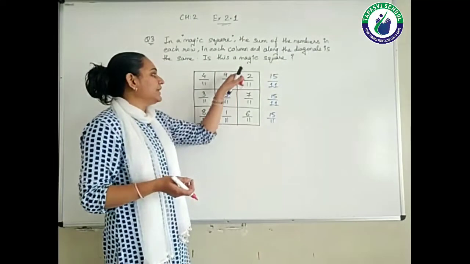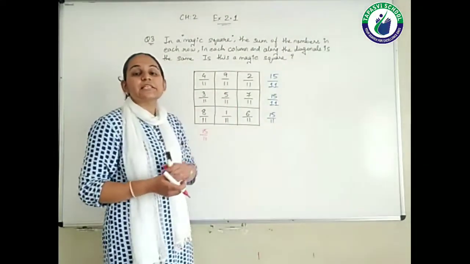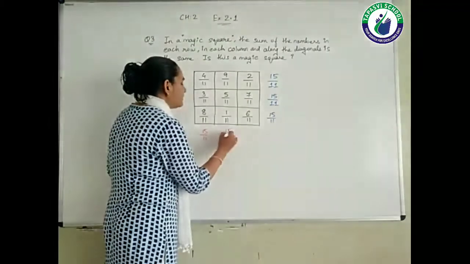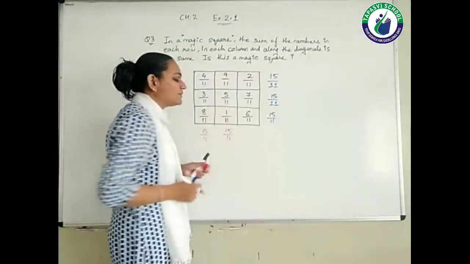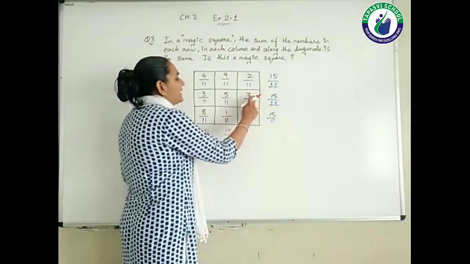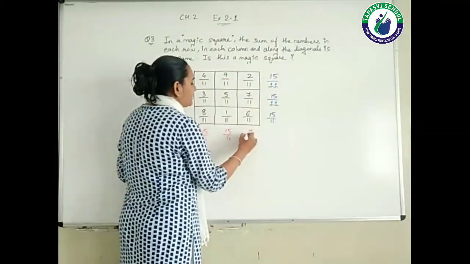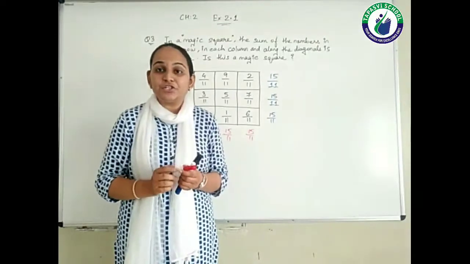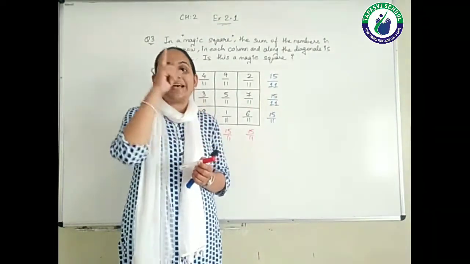Next one, 9 plus 5, students, that is 14, and plus 1, so it is 15 by 11. So the addition of the second column is 15 by 11. Last one, students, 2 plus 7 is 9 and 9 plus 6 is 15 upon 11. Right, students? Now we have done the addition of rows as well as columns.